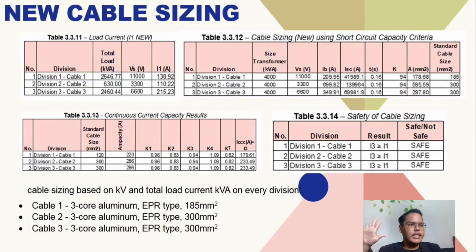For the cable sizing, we must analyze the load connected current, I1 new. It is analyzed that cable 1 is 138.92 ampere, cable 2 is 110.22 ampere, and cable 3 is 215.23 ampere. So we do the short circuit capacity criteria and the continuous current capacity results. After that, we get the I3, referring to the standard cable size. We discussed that every cable in every division is safe to use because their I3 ICCC is bigger than I1, which is the load connected current. On cable 1, we use the 3-core aluminum APR type 185 mm squared. For cable 2, we use 3-core aluminum APR type 300 mm squared, and for cable 3, we use 3-core aluminum APR type 300 mm squared. So that's all from me.